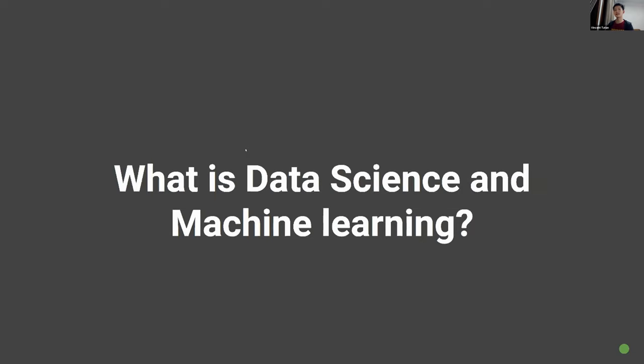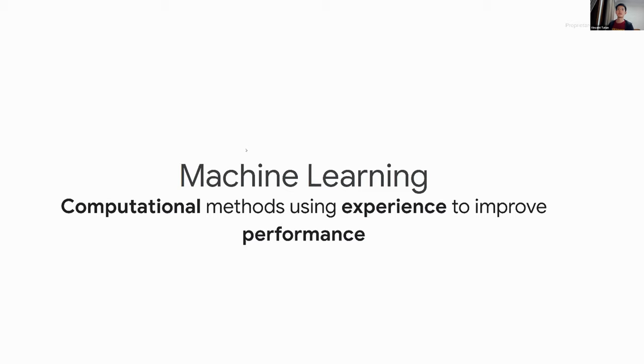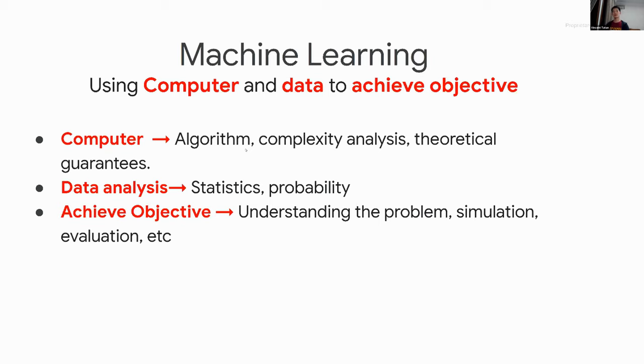So what is data science and machine learning? I believe everyone knows about it, and everyone has a different perspective about it. And this is one of them, right? Machine learning is a computational method using experience to improve performance. In other words, if I want to summarize it, it's a bunch of multidisciplinary approaches, right? Like you have computers, and you have data, and you have an objective, right?